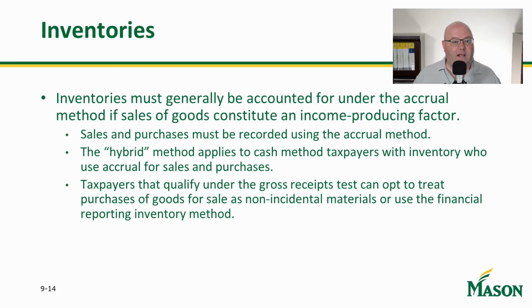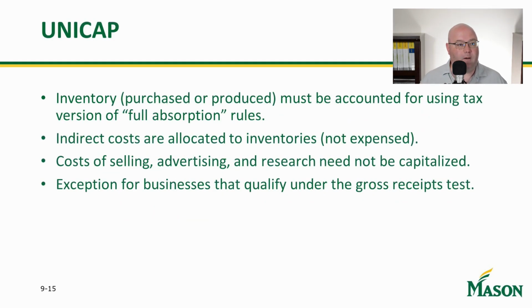Hybrid applies to cash basis taxpayers with inventory who use accrual for sales and purchases. So again, if you're cash basis, but you're forced to use the accrual method for this, that's a hybrid. You kind of go on and that's how that works out.